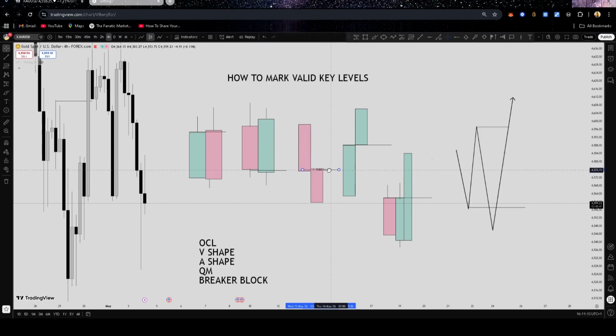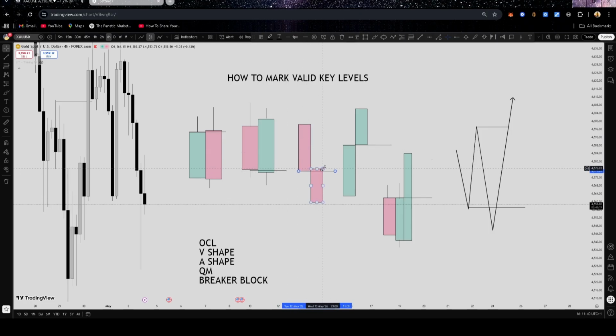I want to refine into that key level. But if I can refine this key level and I meet an OCL, then this key level is invalid for me. But if I can refine an A-shaped key level into an OCL, it's better and it's good to take a buy or a sell. But refining, I am telling you this from experience.